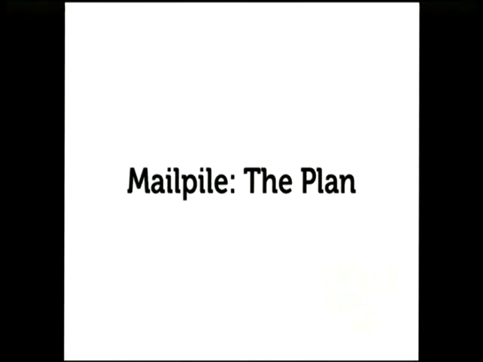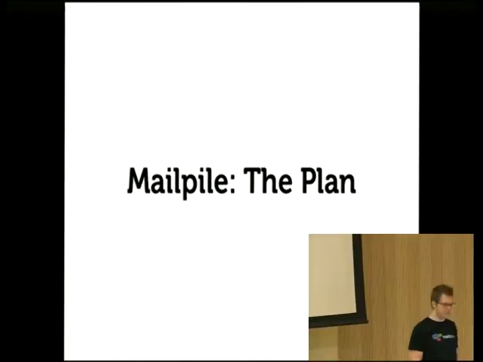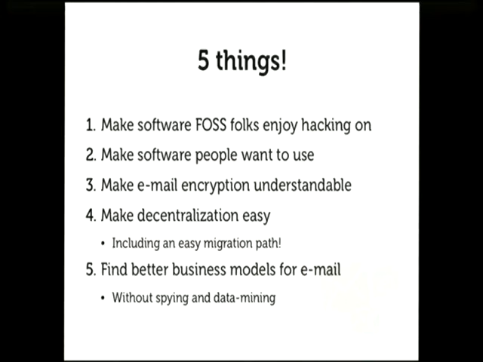A bunch of other people worried about this. So we came up with this idea. Let's build Mailpile and let's do it a little bit strategically. We want to achieve 5 things. We want to make software that the free software community enjoys hacking on, that you guys like to play with, something that's accessible to the community. We want to build software that regular people want to use. So it has to be attractive and user-friendly and, you know, fast and all of those things that we expect from good software. We want to make email encryption understandable, so people will do it without thinking about it. It can't be something that just the techies do. It has to be something everyone can do.